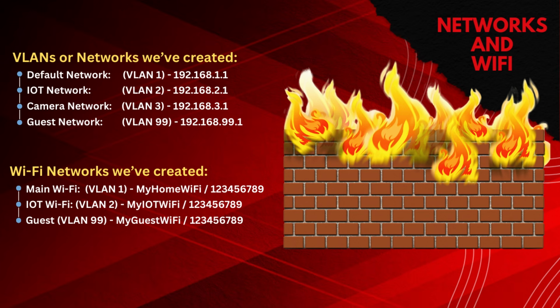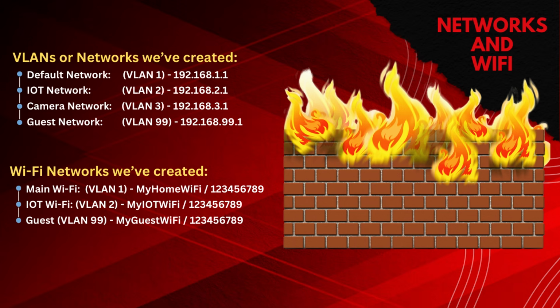So these are the networks we created. We created a default network, which is our main VLAN, VLAN 1, and that's a 192.168.1.1 address. Then we have an IoT network, right? This is where we're going to stick all of our smart devices. We have a camera network. So this is where we're going to stick our Unifi camera devices. And then we have a guest network. And again, very simple. Your needs, you might need an extra network here and there. However, this generally covers, I think, a lot of the populace out there, right?